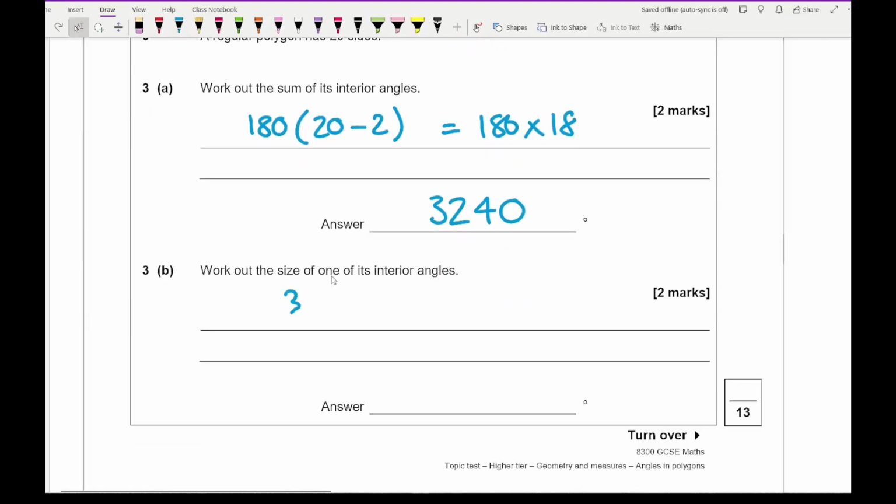It then says work out the size of one of the interior angles. Well, for this, all I need to do is take the total sum divided by how many angles there are. This was a 20-sided shape, so I divide that by 20 and I get the answer of 162.